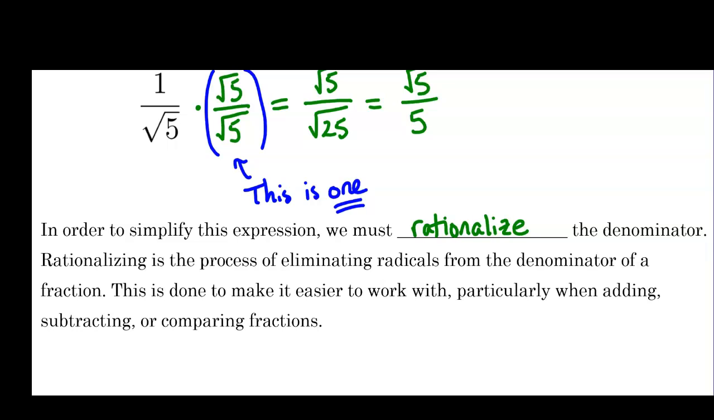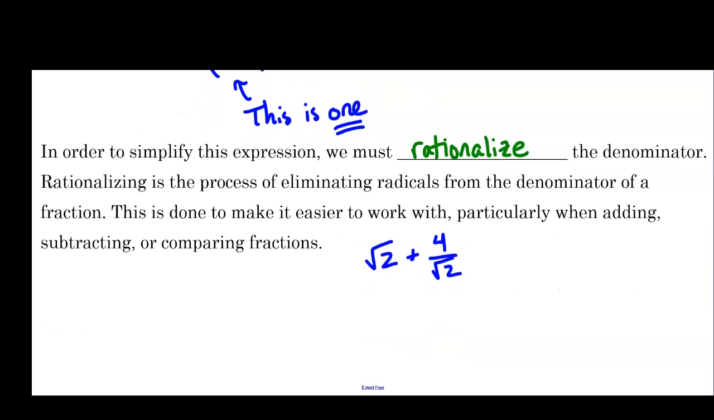Now, why do we do it? We do it when we're adding, subtracting, comparing fractions, right? For instance, if we were trying to do square root of 2 plus 4 over square root of 2, the way that it's written, those are not like terms. But if we were to rationalize, I'll do that quickly here as another example.